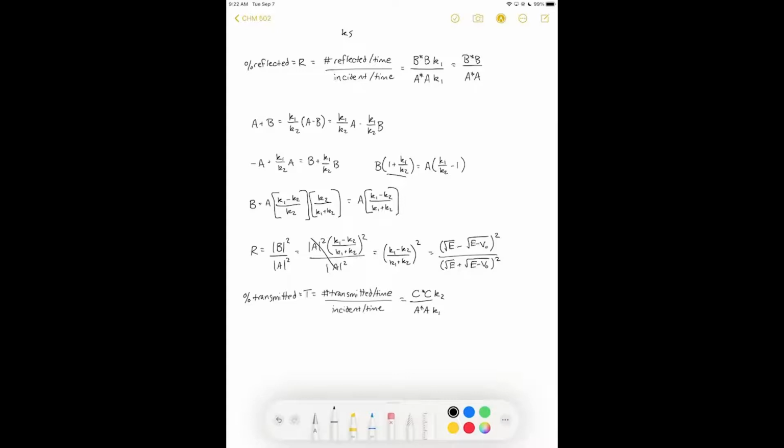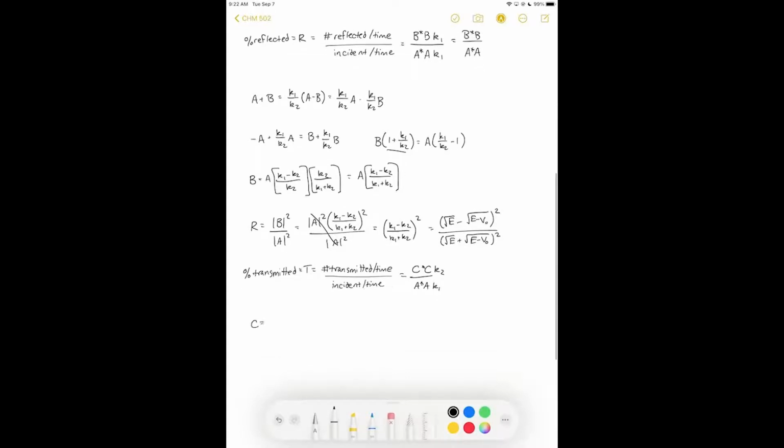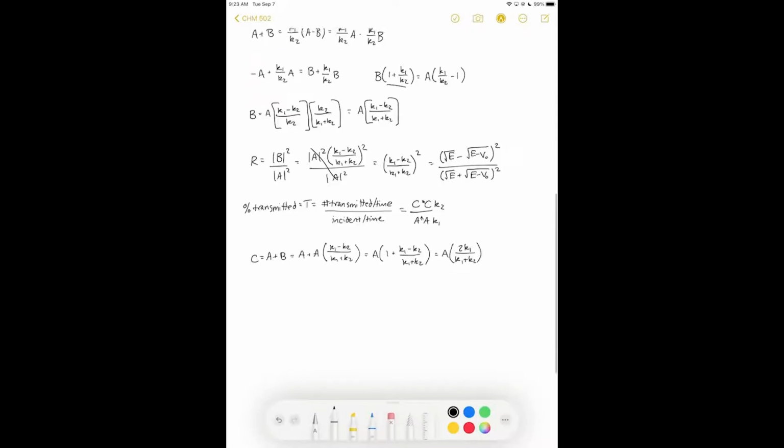We already know that C is equal to A plus B, and we know that B is equal to A times K1 minus K2 over K1 plus K2. And so this gives us an expression. We can say that C is equal to A times 1 plus K1 minus K2 over K1 plus K2. And then to get these all under the same common denominator, we multiply the 1 by K1 plus K2, and that gives us A times 2K1 over K1 plus K2. And then we go ahead, we plug this back in, we get an expression for our transmittance.